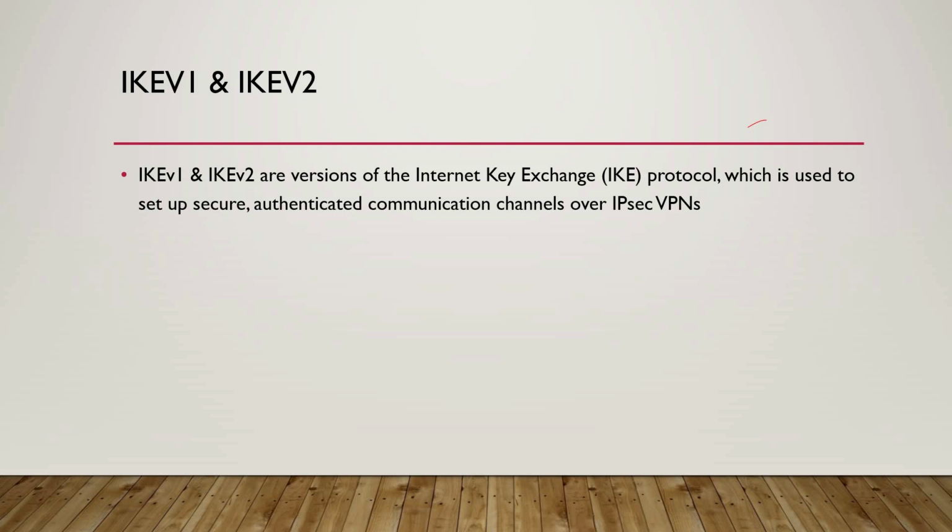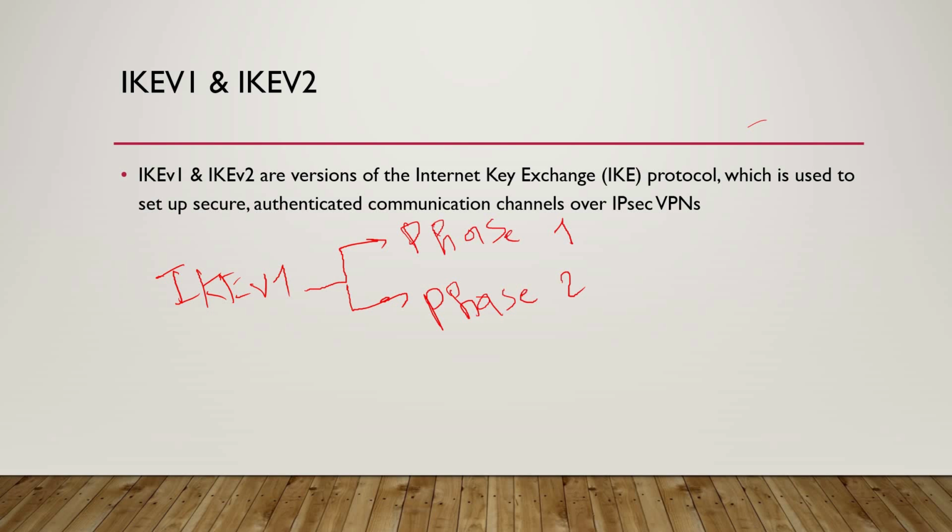Okay, let's bring the pen. So in IKE version 1, there are two phases: phase number 1 and phase number 2. Phase 1 is also called ISAKMP, and phase 2 is also called the IPsec phase.